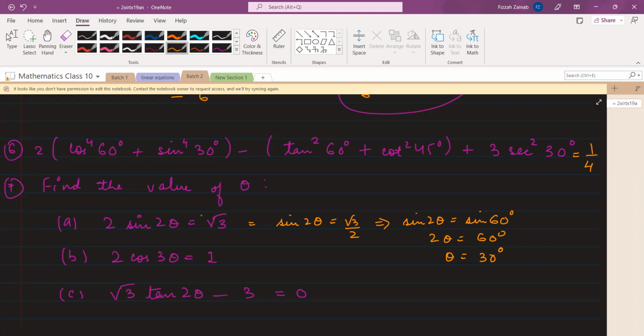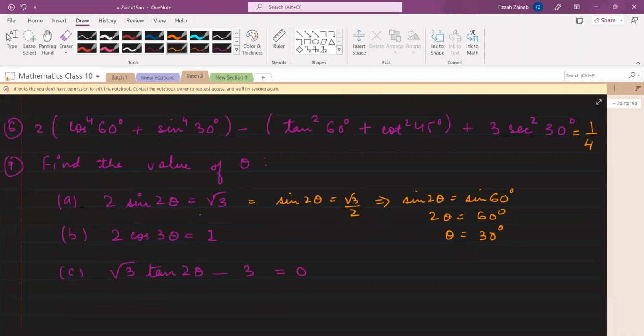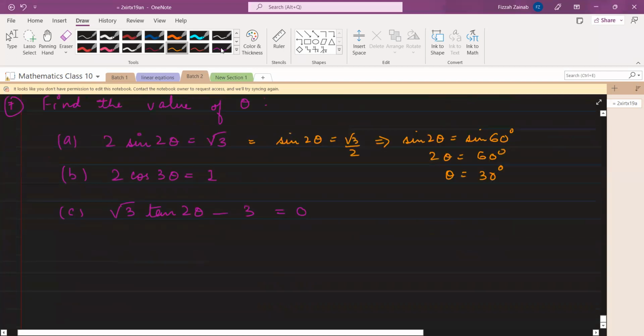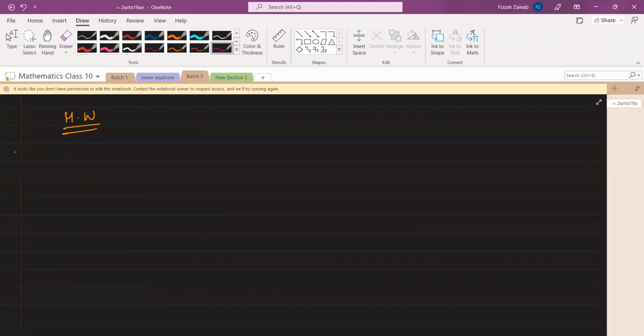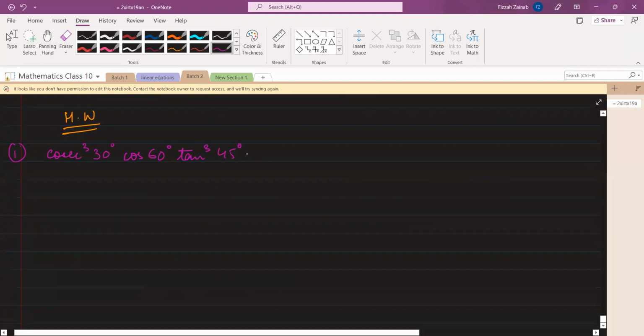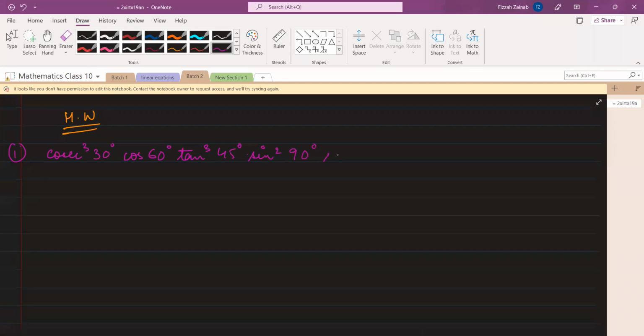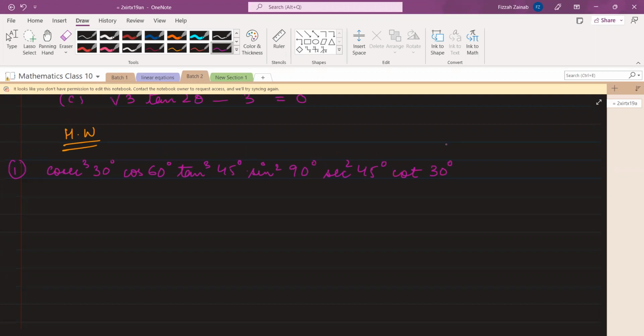Okay, now note down some homework questions and you have to do it, okay, everyone. Finish it, beta. The last question. Yeah, let me just finish it. Sine square of 90. Yes.